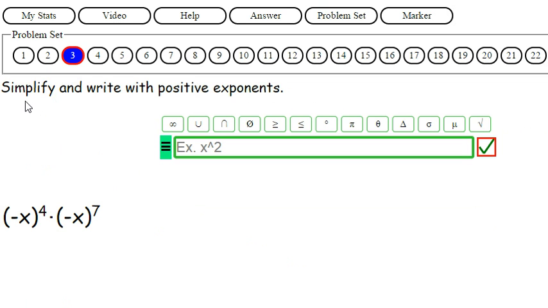Okay, first. So it says simplify and write with positive exponents. So we have, looks like in case negatives here, so we got negative x raised to the fourth, times negative x raised to the seventh.